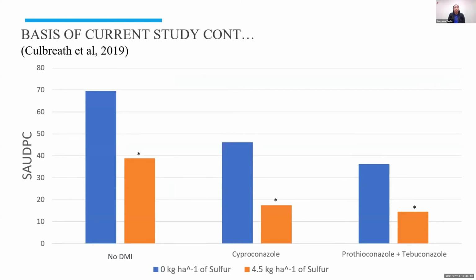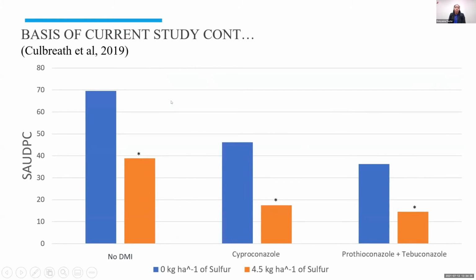Just to go over the graph, you have three treatments: no DMI, cyproconazole, and prothioconazole plus tebuconazole, and I'm just going to refer to these as Alto and Provost. And I have no sulfur, which is the blue, and sulfur added, which is the orange.